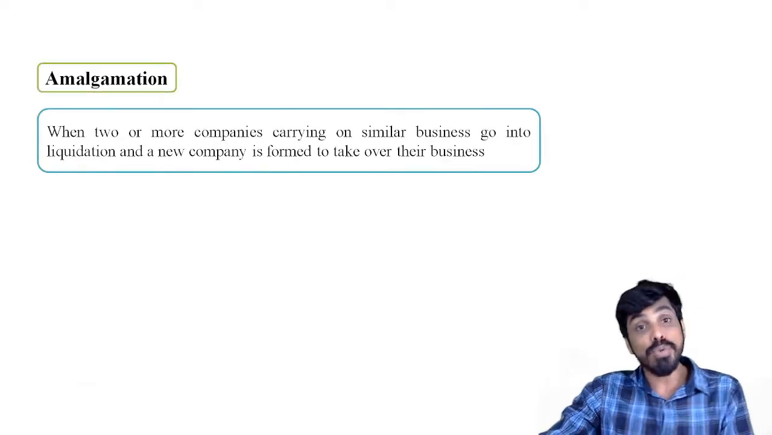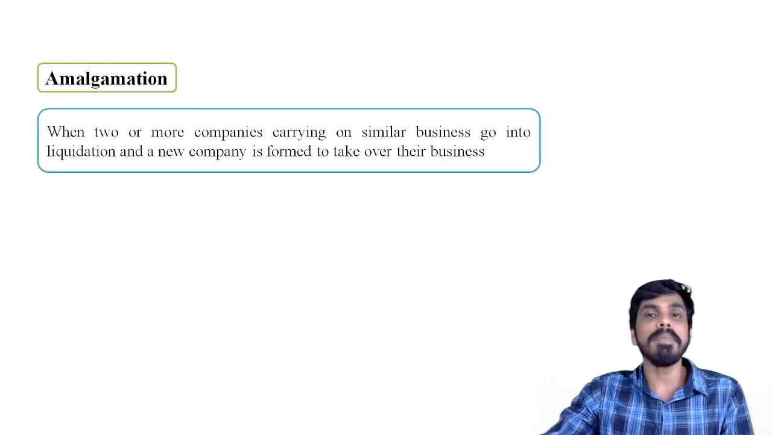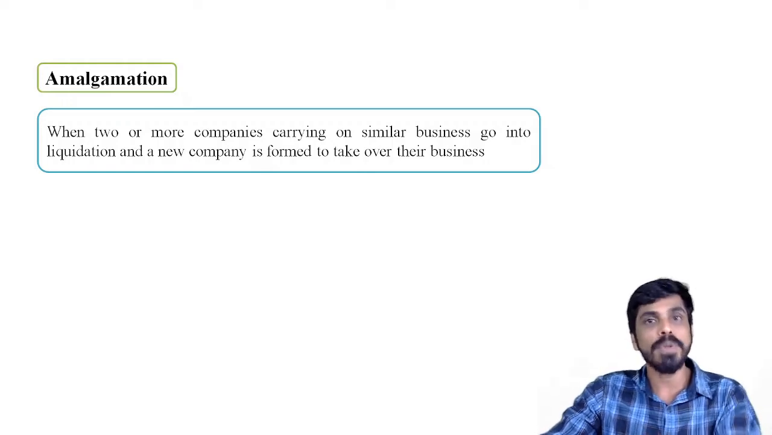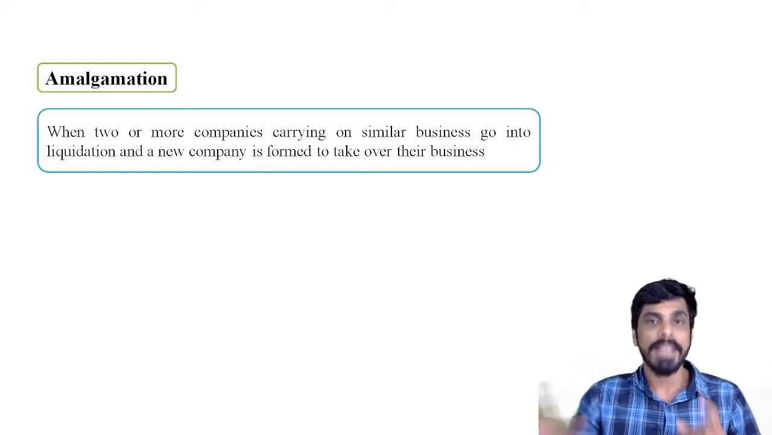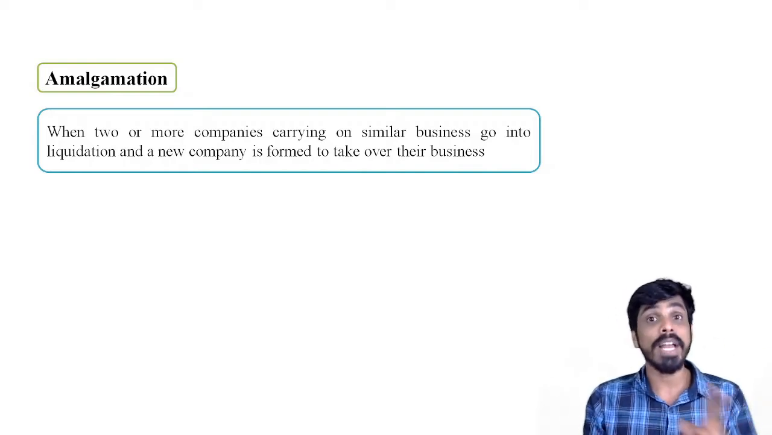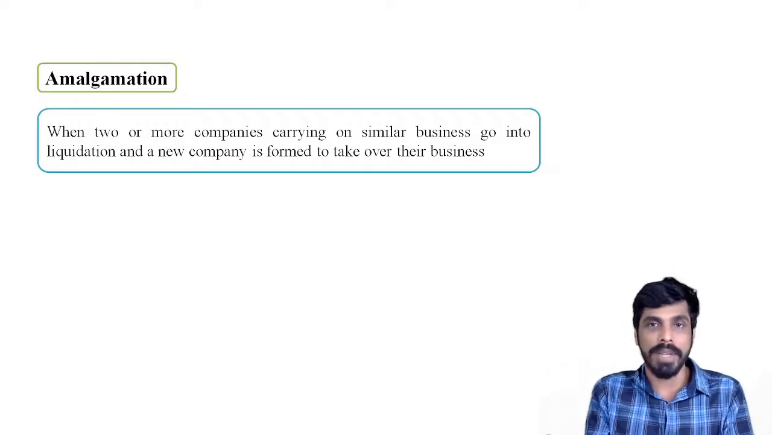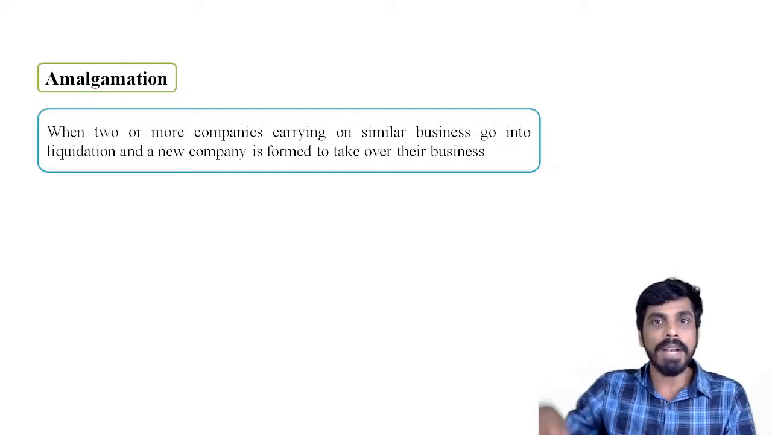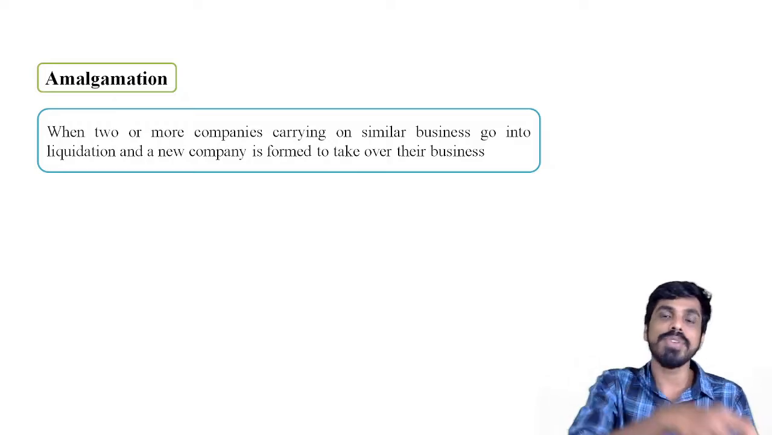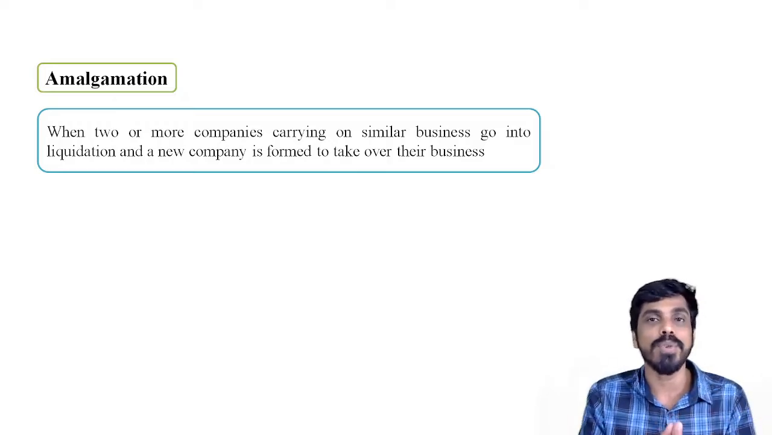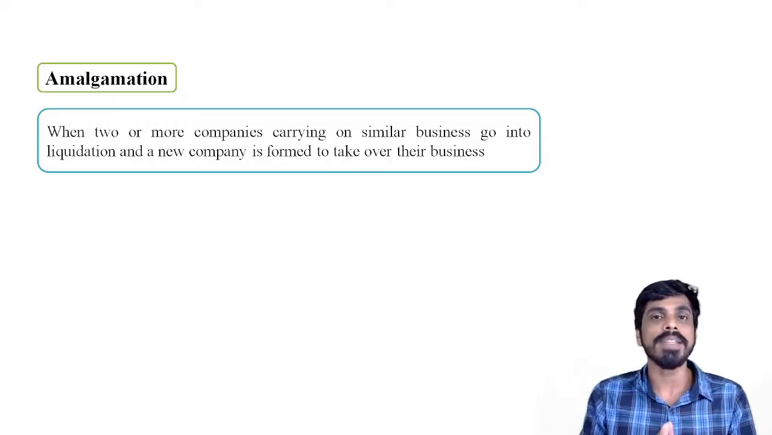What amalgamation means is that when two or more companies carrying on similar business go into liquidation and a new company is formed to take over the business of the existing companies. That means there should be at least two companies, and they should do the same type of business. They went into liquidation and after that a new company came into existence to take over the business of all those old companies. This is what is known as amalgamation.